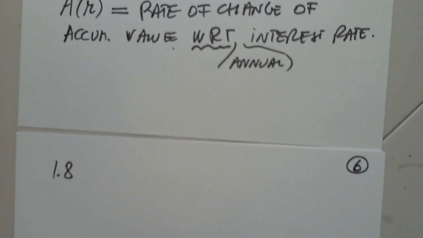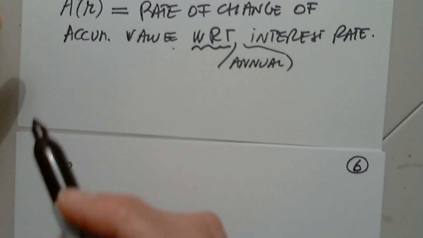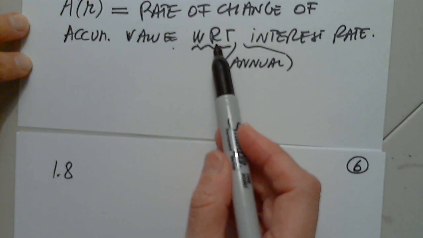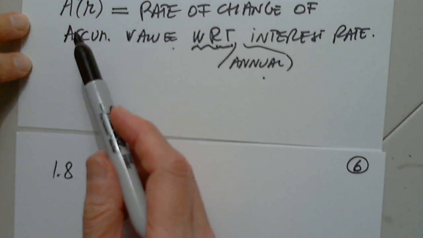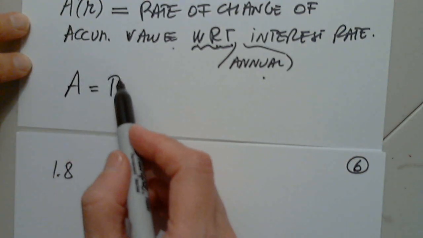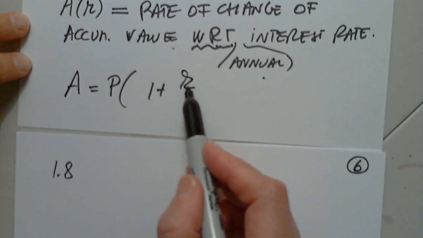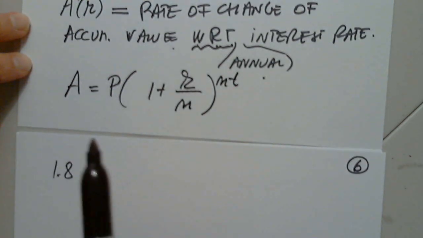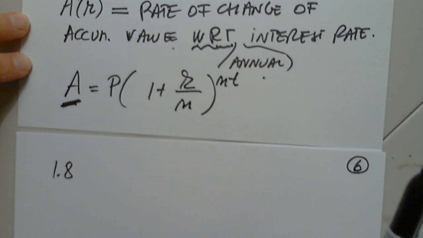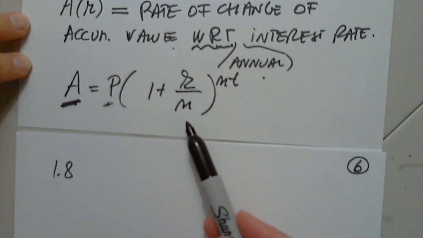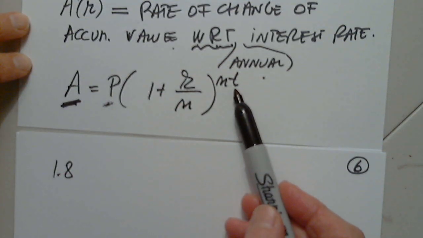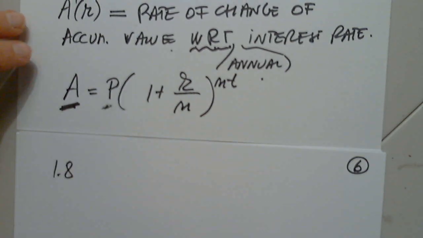What does accumulated value mean? WRT, with respect to the annual interest rate. You good? So this is the formula that we looked at a long time ago, 1 plus r over n raised to nt. The accumulated value is, let's say, in 10 years from now, if we put a certain principal into a bank account at a certain interest rate compounded n times per year for 10 years, what we get in 10 years.